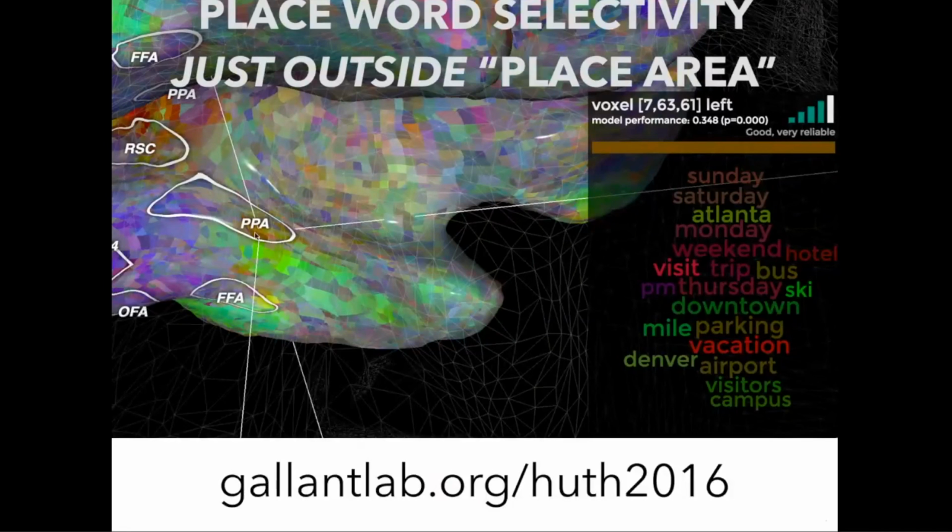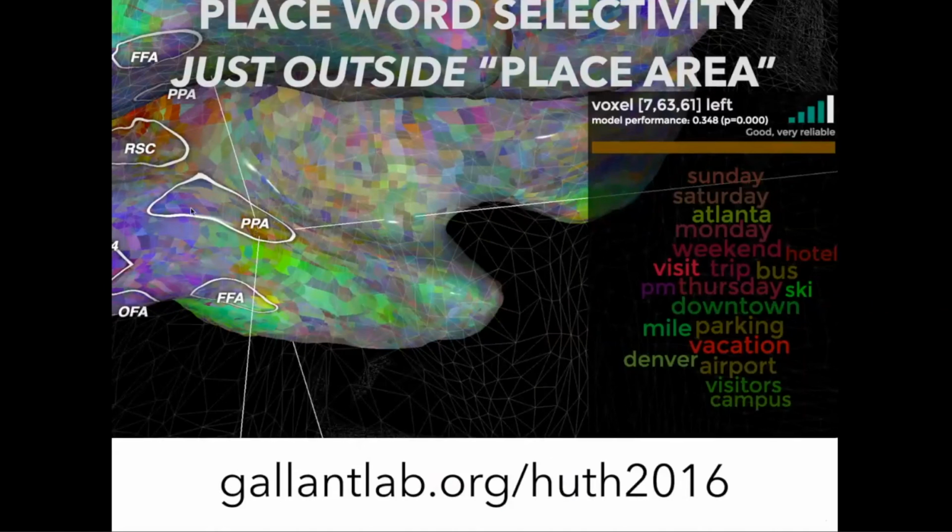This is the left PPA, and I noticed that there are voxels in the PPA that are selective for concepts, words in the language study here, that you would expect to see in PPA. So this voxel, for instance, responds to a bunch of time words, but also words like visit, trip, downtown, parking, Denver, airport, visitors, campus, bus. These are all kind of place-like words, related vaguely to the kinds of things that we would expect to see in PPA. But we only saw this in the anterior edge of PPA. Notice that the posterior part of PPA has very different colors here. It does not seem to respond to these words in remotely the same kind of way.